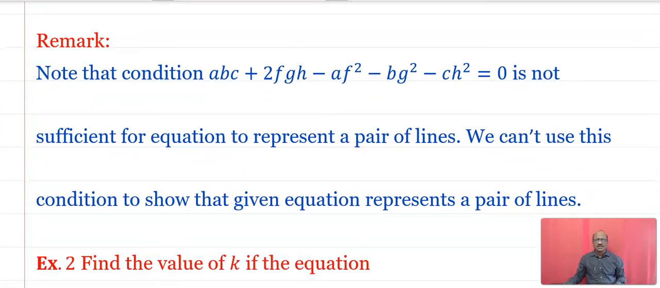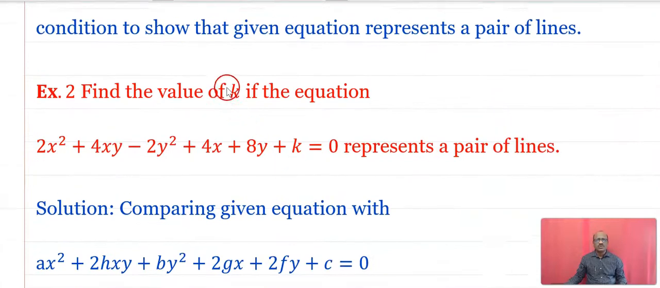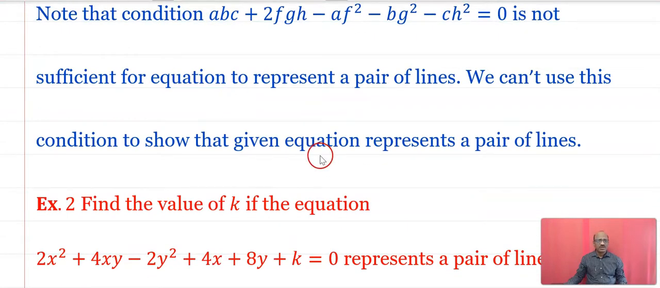Now the next is a remark. Note that the condition abc + 2fgh - af² - bg² - ch² = 0 is not sufficient for the equation to represent a pair of lines. We can't use this condition alone to show that the given equation represents a pair of lines.